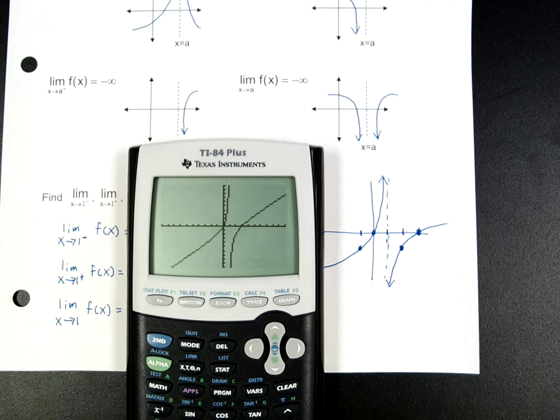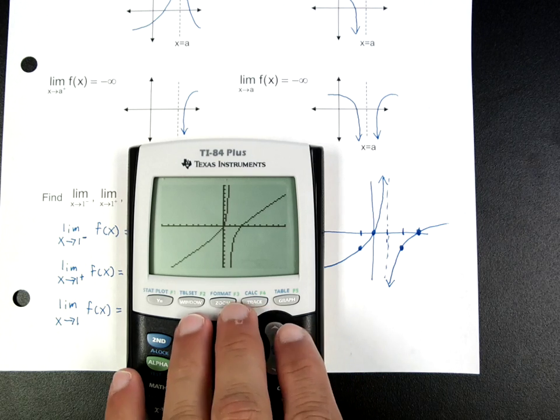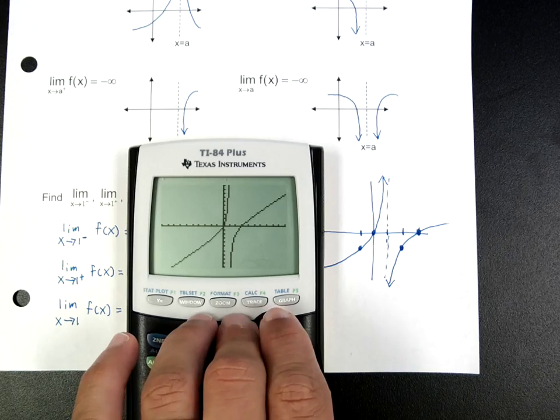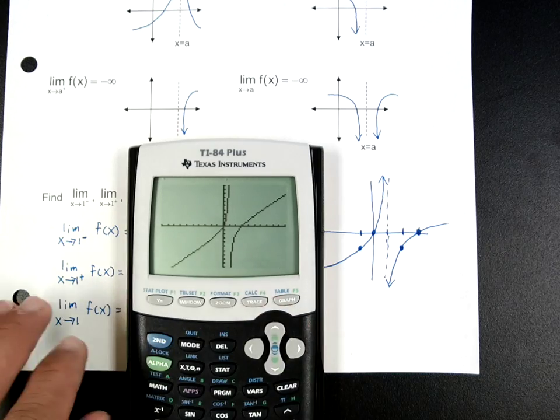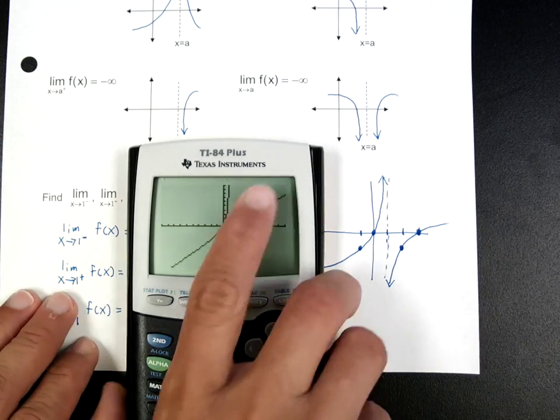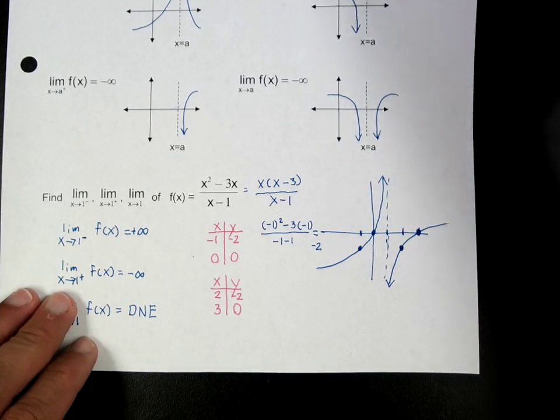That is pretty much all you can do. I would only recommend this to check it. I don't think you have that many problems where you have to do this. So try to do it by hand, and if you have to, check it with a calculator. Now let's go to the back.